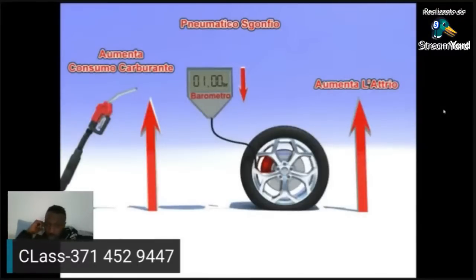Aumento consumo carburante, increase in the consumption of the fuel. It comes from pneumatico sgonfio, that is if the tire is flat. And if the tire is flat, it also increases aumento dell'attrito. So all these things increase the consumption of the fuel.